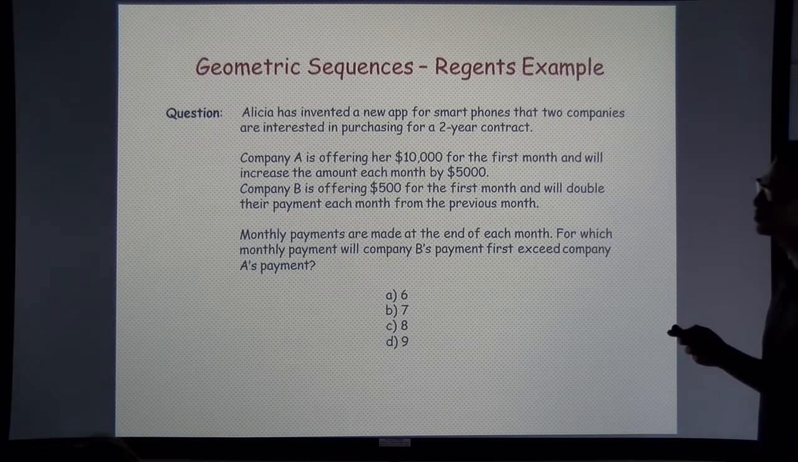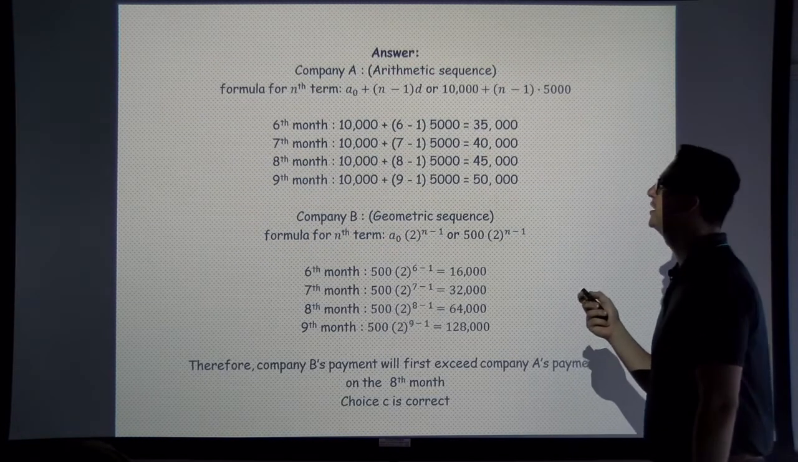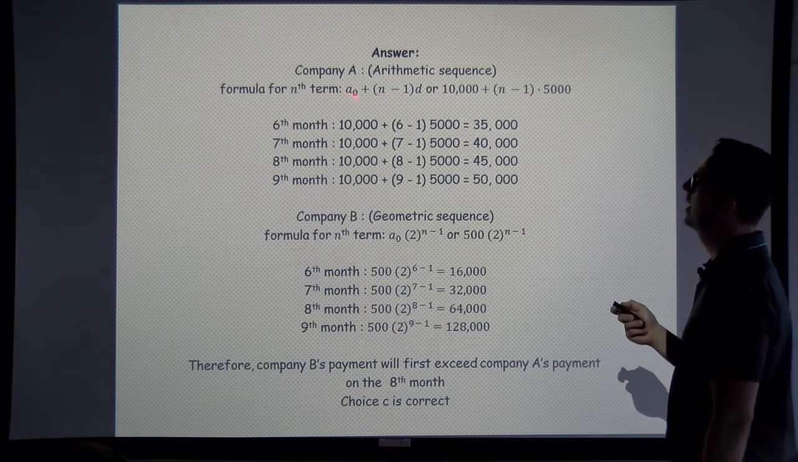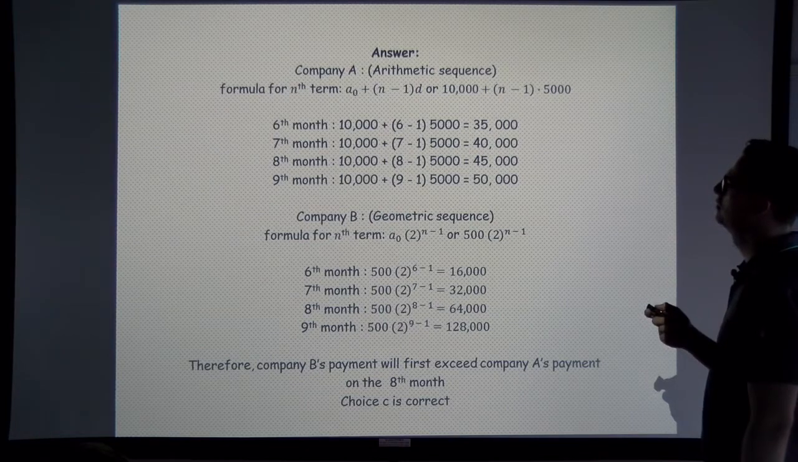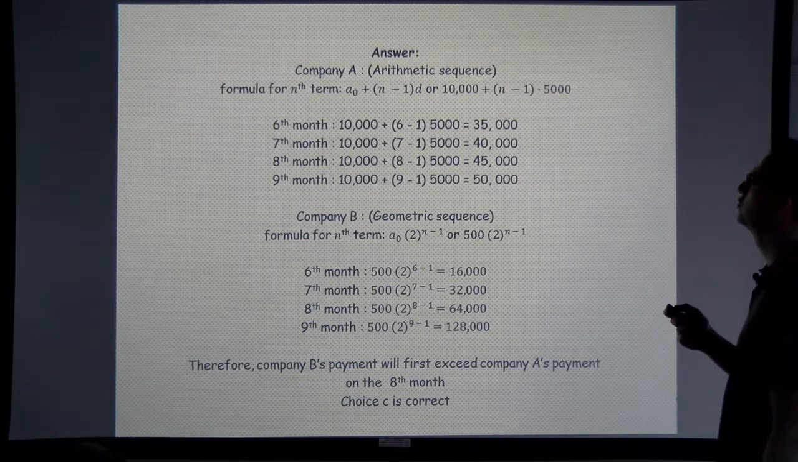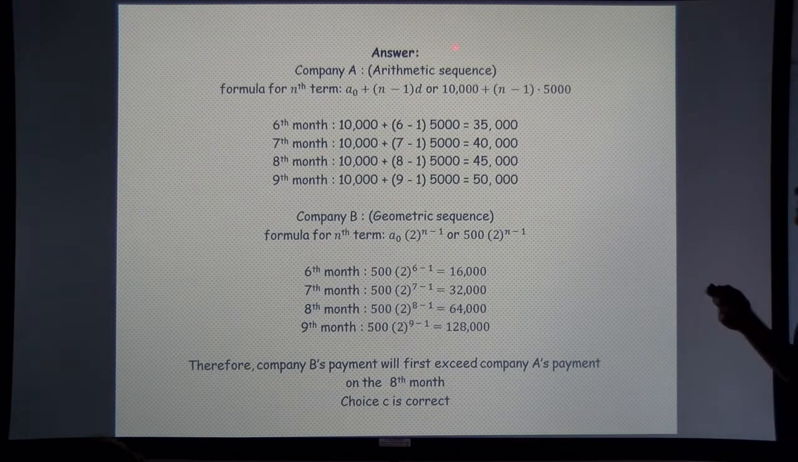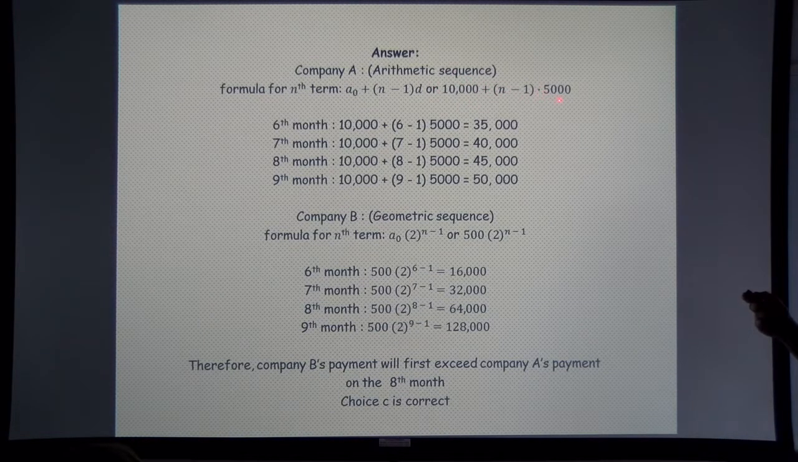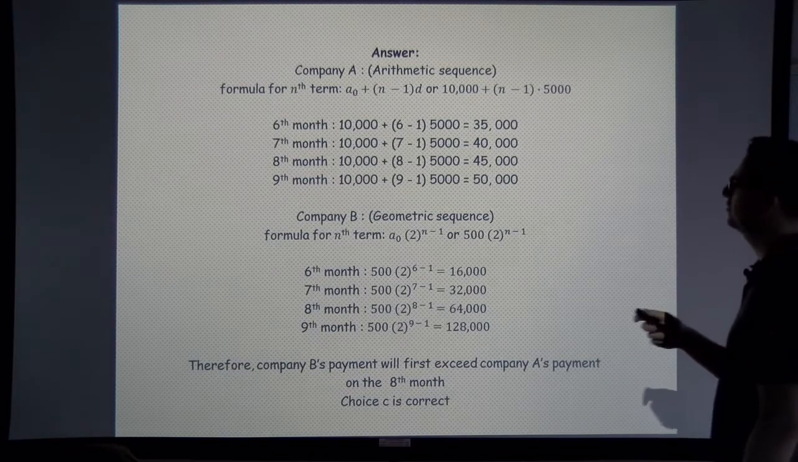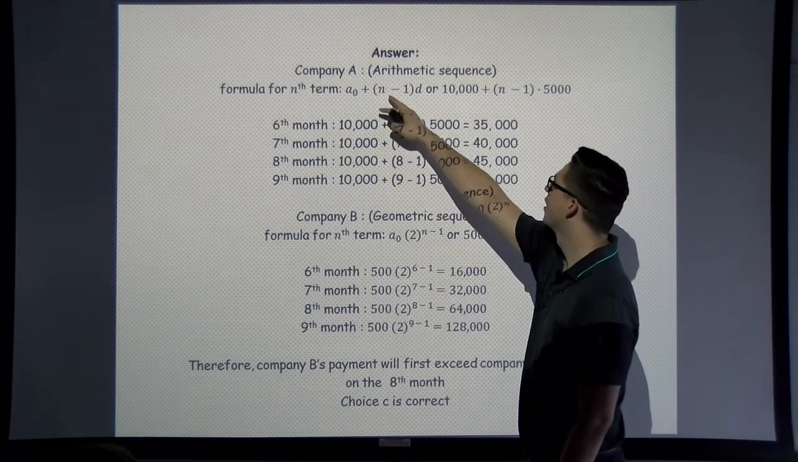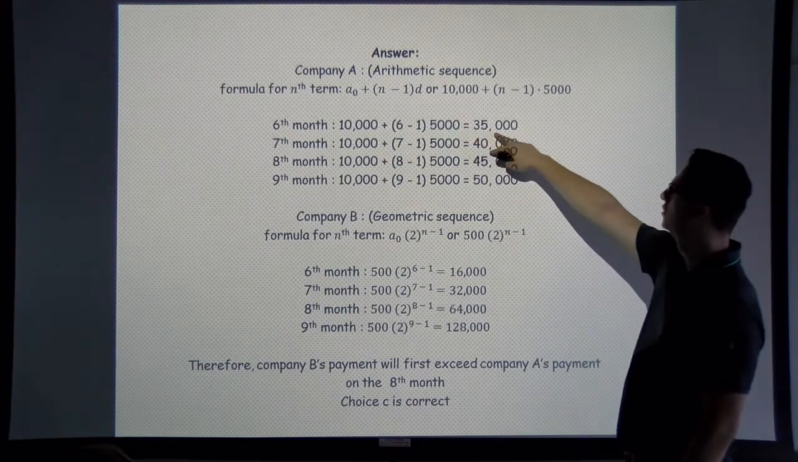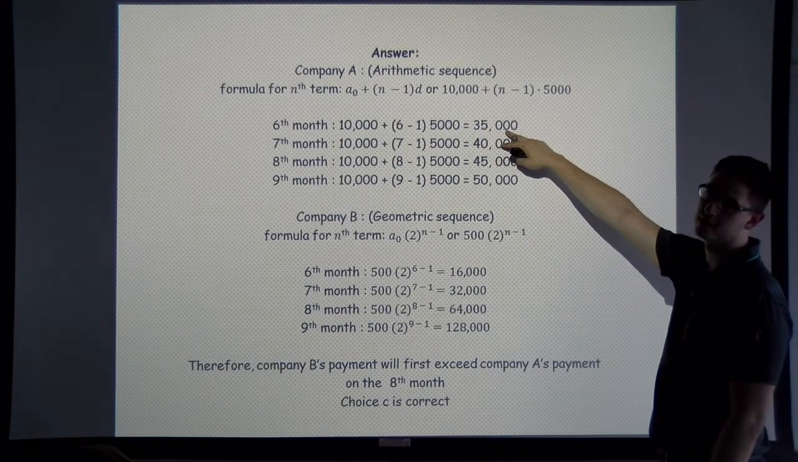So we're actually going to do this one together. Company A is an arithmetic sequence. So for the formula, the nth term is a0 plus n minus 1 times d, or 10,000, which was their initial amount, plus n minus 1 times 5,000. After the 6th month, our n is going to be what month we're on. After the 6th month, she's going to have $35,000.